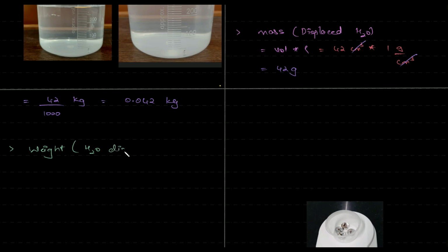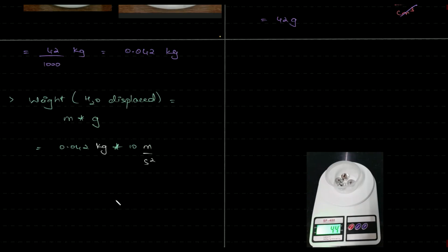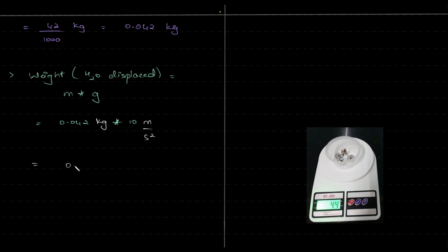Weight of the displaced water, how do you figure it out? It is equal to mass in kg, which we have, times acceleration due to gravity. So this is 0.042 into 10. Remember, this has to be in kg. That's why I converted it over here. Kg and meter per second square, so the units are right, and this multiplication will give you 0.42 Newton.